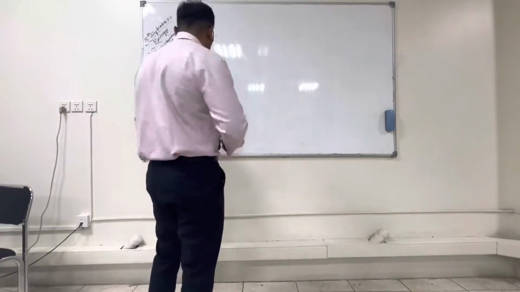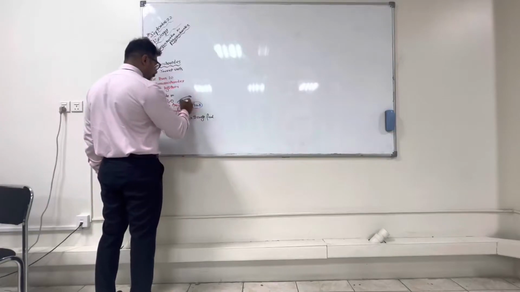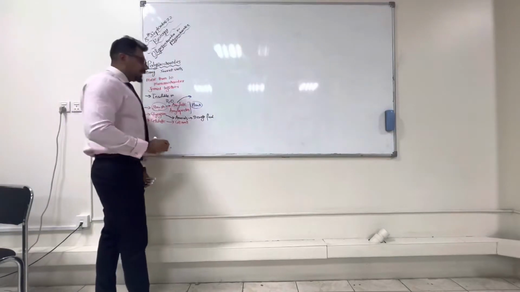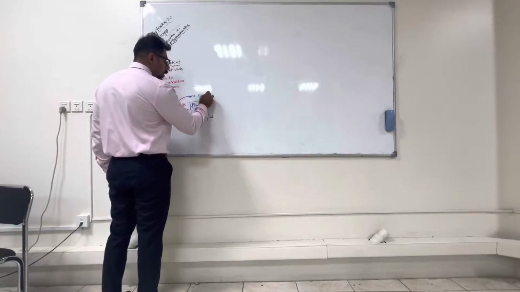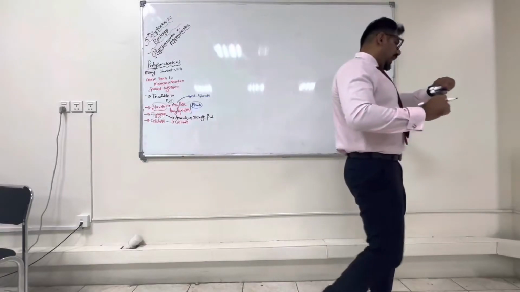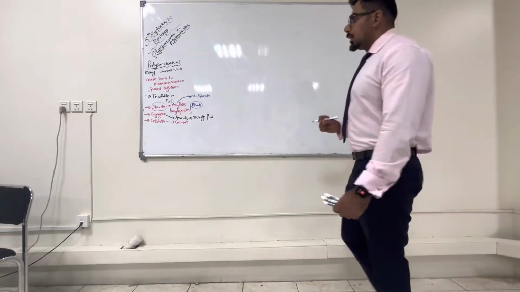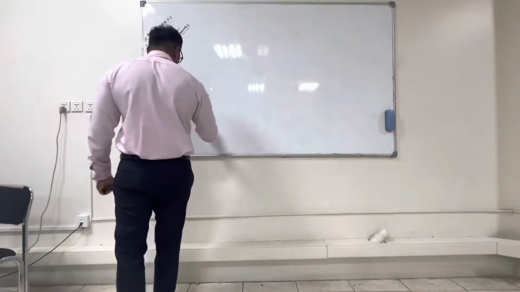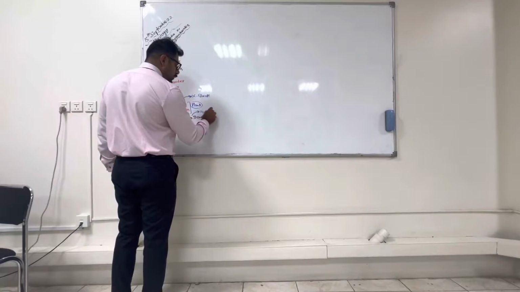Now, let me explain that this amylose, amylopectin starch is made up of alpha glucose. All the monomers are alpha glucose. In glycogen again, all the monomers are alpha glucose.